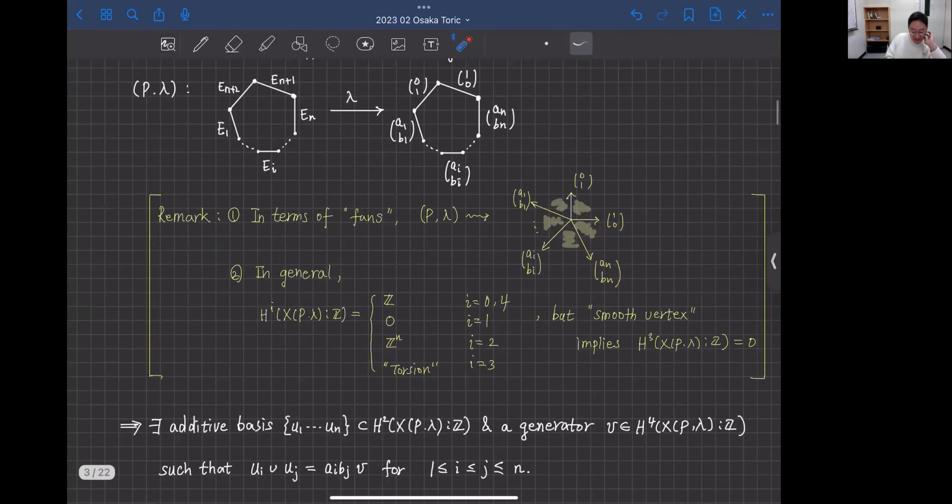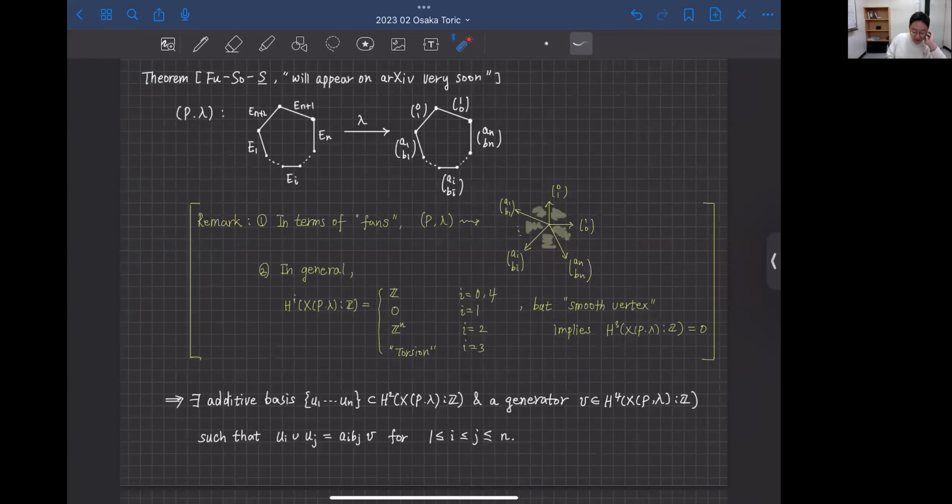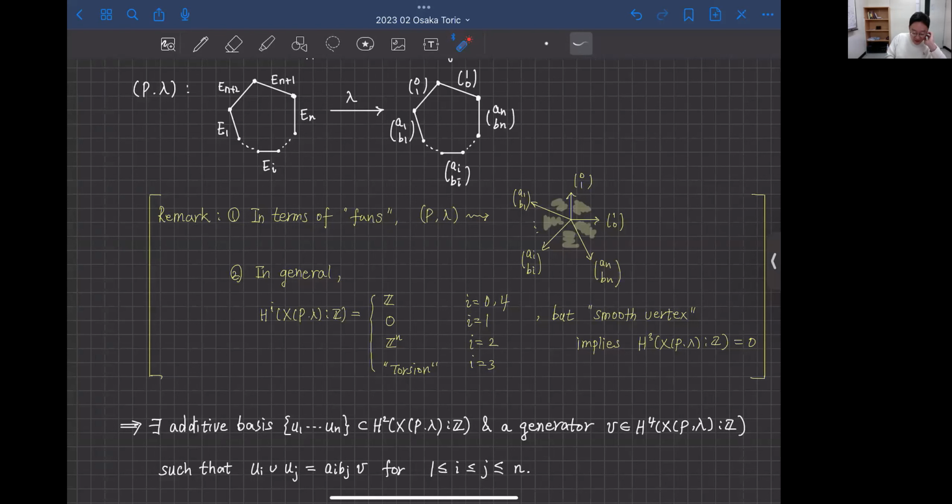So our conclusion is, whenever you have this kind of combinatorial data, there is a nice additive basis U1, ..., UN in H2 and a generator V in H4, such that the cup product of UI and UJ is a multiple of this degree 4 generator, and the constant is AIBJ. Okay.